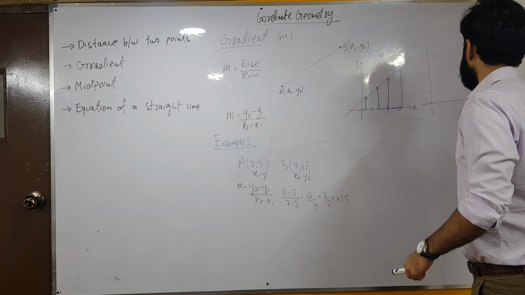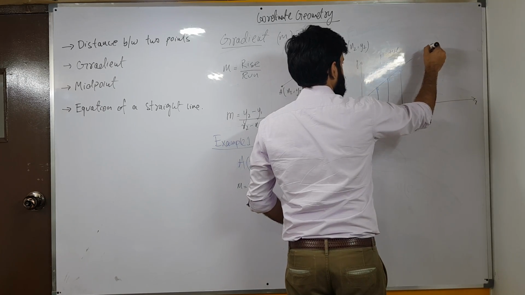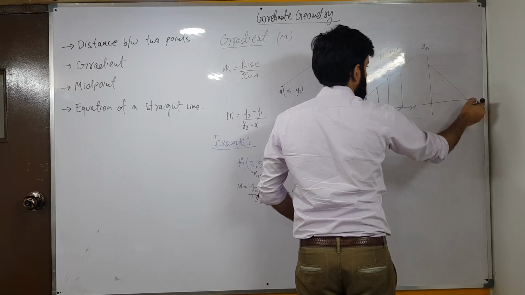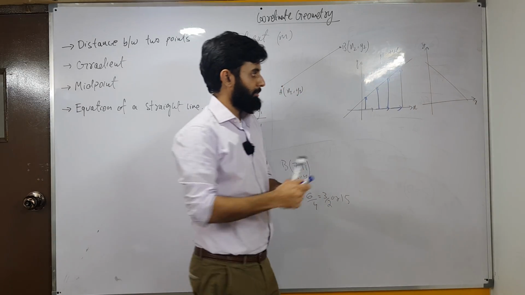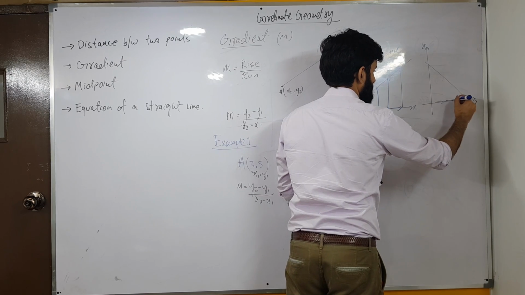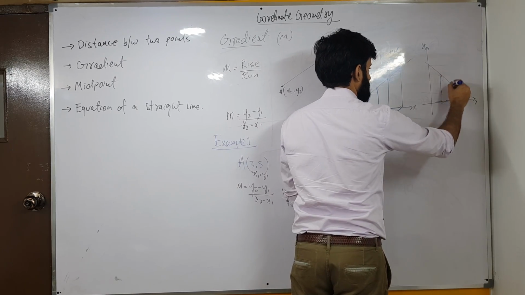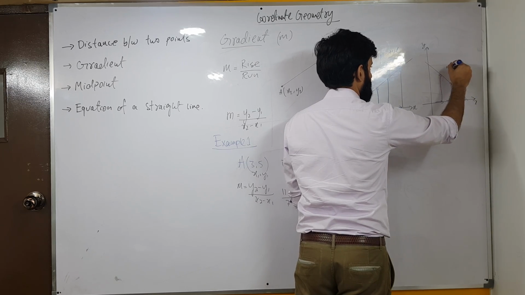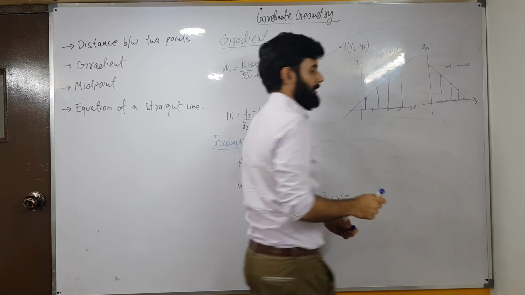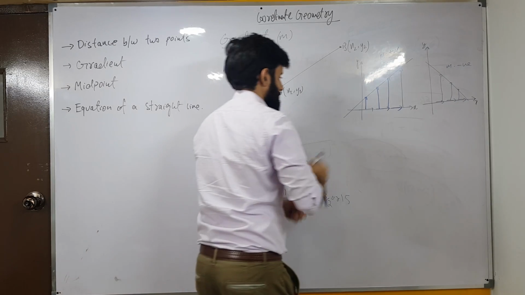The other case is, suppose you have a line like this. Okay. Again, what I'm going to do is move towards the positive x-axis and see what's happening to my line. Is it rising or is it falling? It's falling. So therefore the gradient of this line is going to be negative.